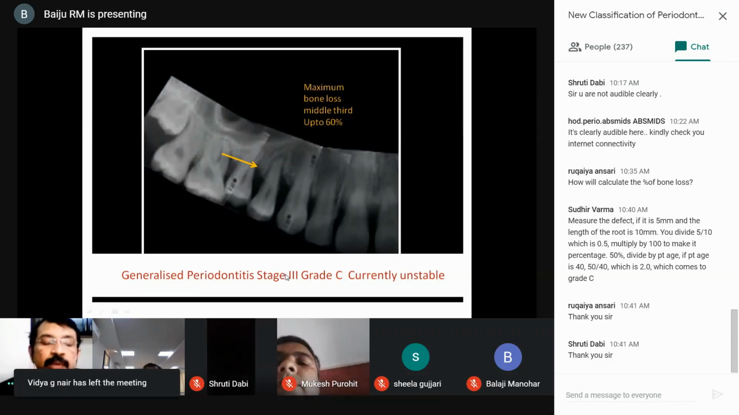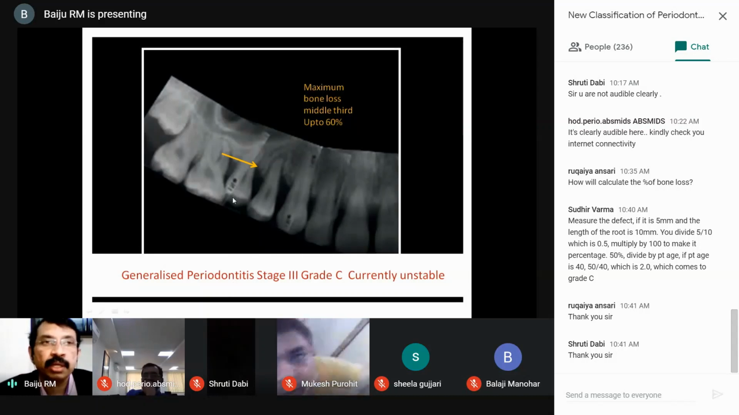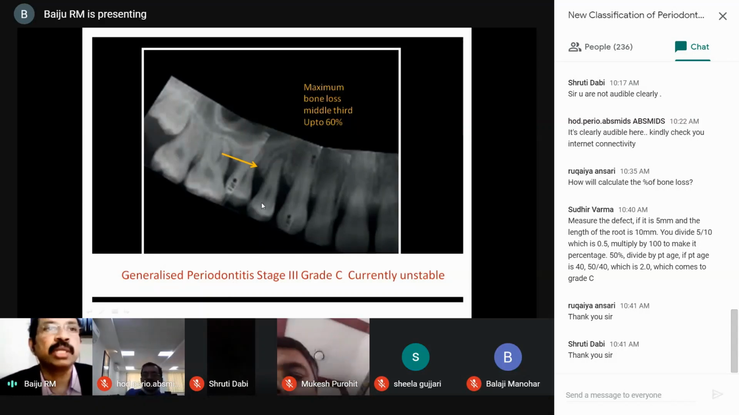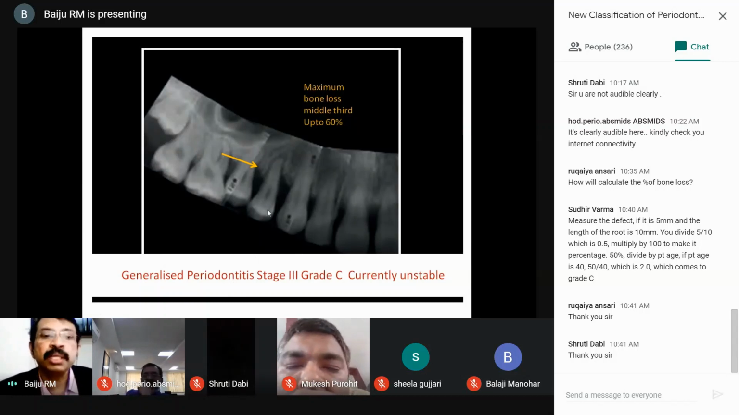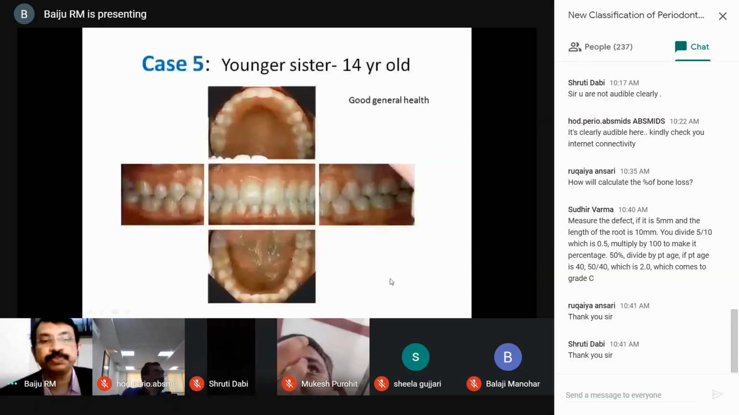which is a very severe disease. It is important to communicate with the patient that the disease condition has progressed. It is important for medico-legal purposes to document that the patient is having severe periodontitis. It shows the importance of active treatment, the importance of treating this case aggressively.